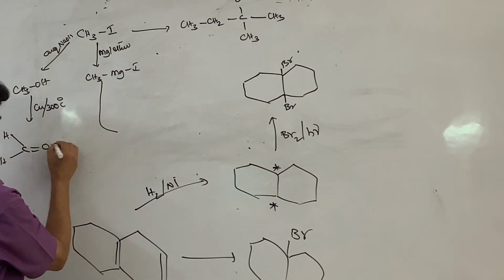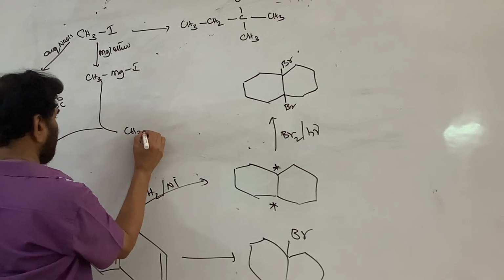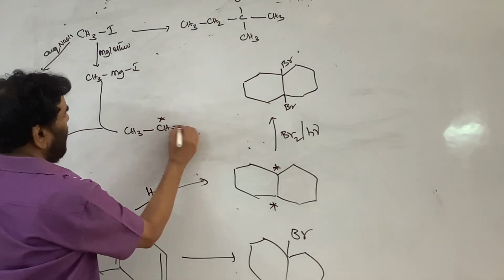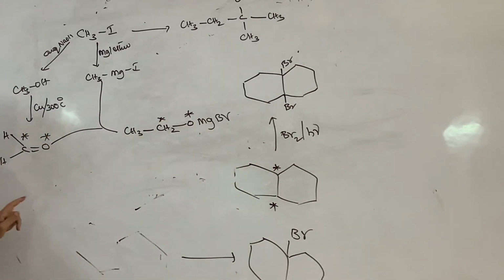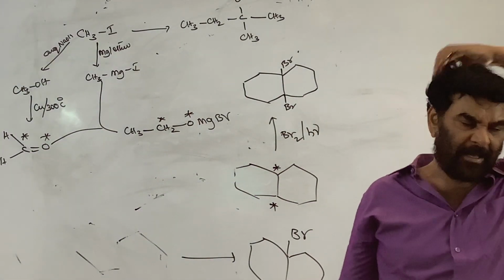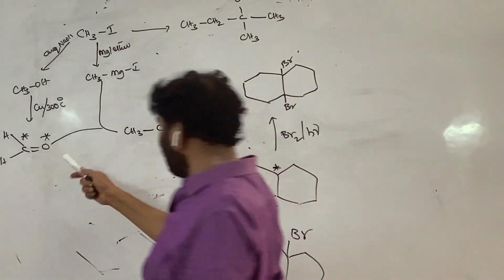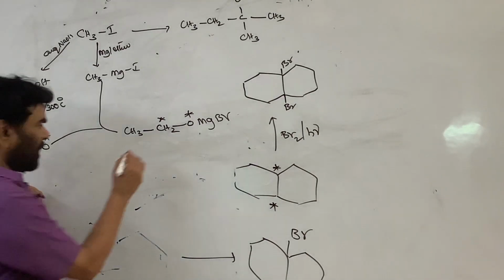Now these two, magnesium bromide adds on this. This is the CH2 O MgBr. So that is Grignard reagent reacts with the formaldehyde to produce the primary alcohols. Starting from the Grignard reagent, it has to be treated with the formaldehyde. Now we got this one.